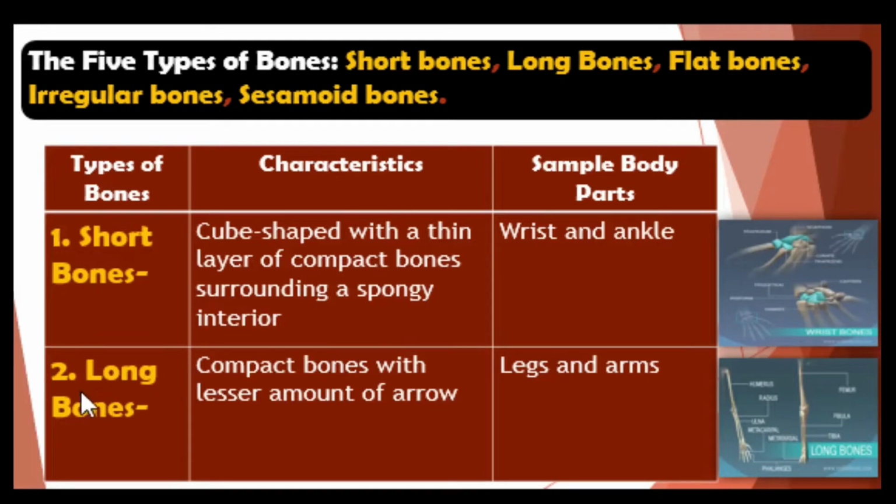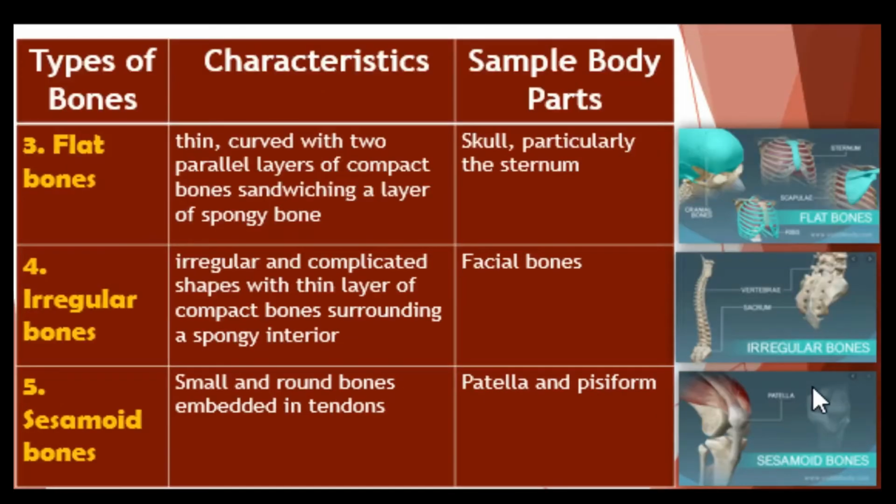Another type of bones, we have long bones. Characteristics: compact bones with lesser amount of marrow. Sample body parts: legs and arms. Next type of bones, flat bones. Characteristics of flat bones: thin, curved with 2 parallel layers of compact bones sandwiching a layer of spongy bone. Sample body parts: skull, particularly the sternum.